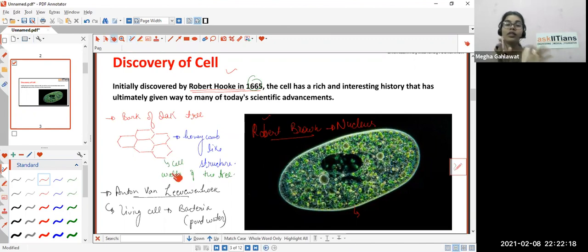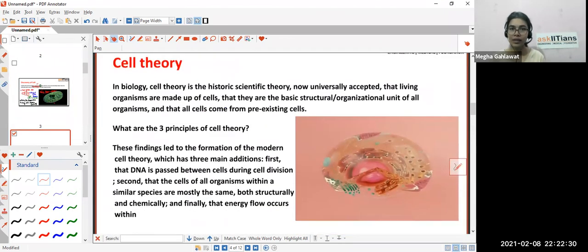Now that is all about the discovery of the cell that you need to learn in this particular standard, and you'll be learning a little more of it stepwise in the 9th and 11th upcoming standards. 11th if you choose biology, right? Okay, moving forward to the cell theory.